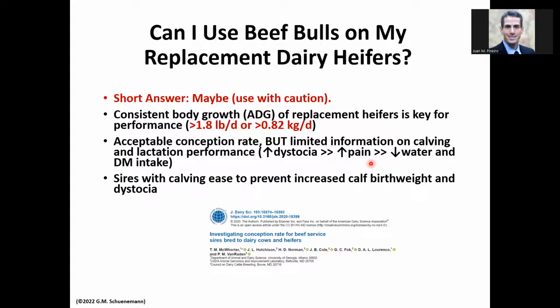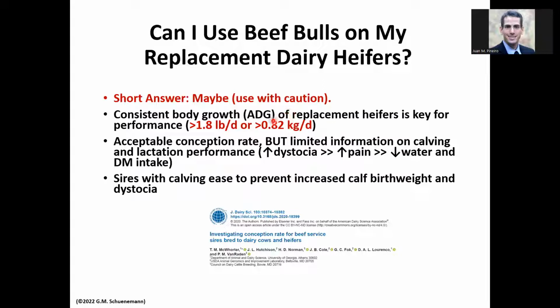So this is, I think, one of the final questions that I have for the presentation: can I use beef bulls on my replacement dairy heifers, right? And the short answer is maybe. I have personally seen only one farm that does this, and I don't see it as a common practice. Most of the replacement heifers are bred with sexed semen, but with dairy bulls. And if you do use beef bulls, you have to be very cautious. Use with caution here.